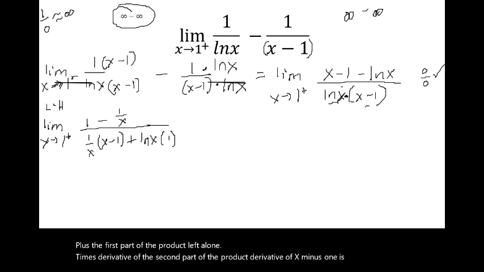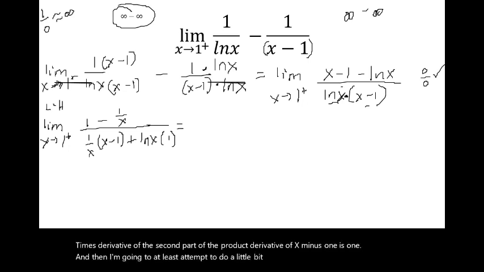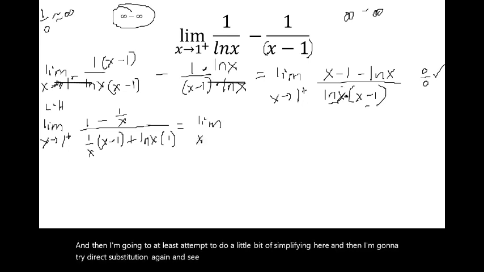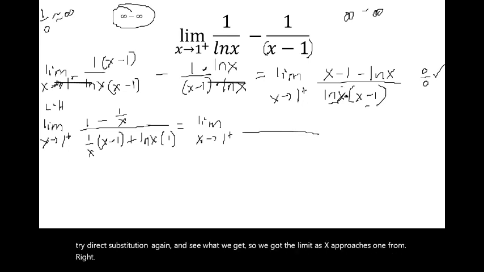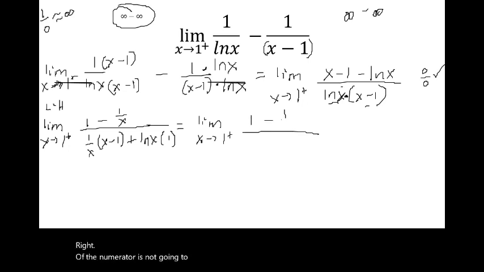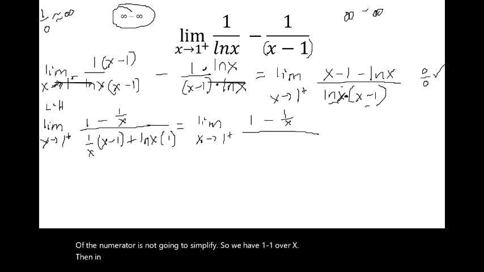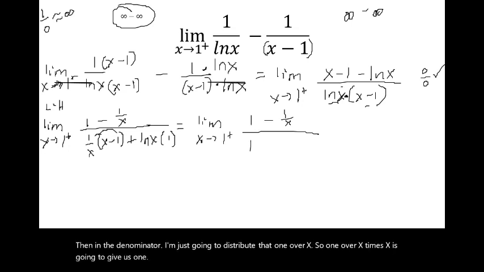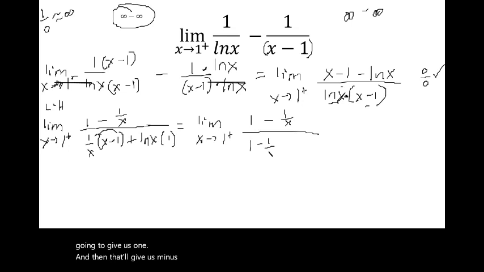And then I'm going to at least attempt to do a little bit of simplifying here, and then I'm going to try direct substitution again and see what we get. So we got the limit as x approaches 1 from the right of, the numerator is not going to simplify, so we have 1 minus 1 over x. Then in the denominator, I'm just going to distribute that 1 over x, so 1 over x times x is going to give us 1. And then that'll give us minus 1 over x plus the natural log of x.